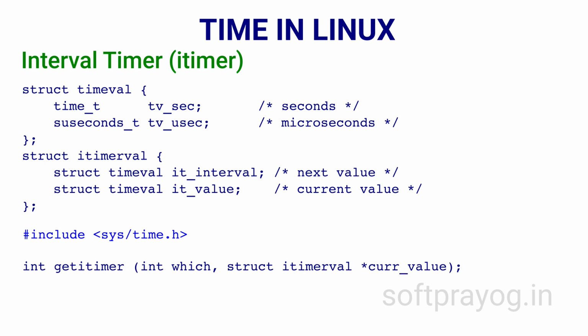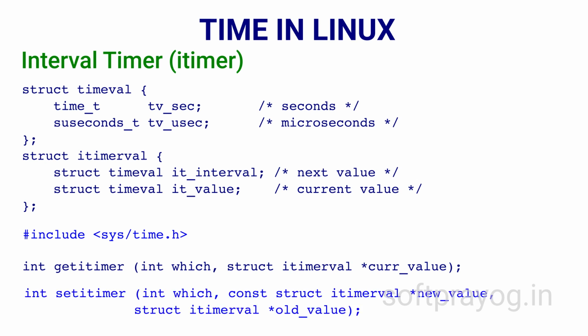There are two system calls for the interval timer. The first is getitimer, whose first parameter identifies the interval timer, which can be ITIMER_REAL or ITIMER_VIRTUAL or ITIMER_PROF. The getitimer call gets the value of the timer in the itimerval structure pointed to by curr_value. Similarly, setitimer sets the concerned timer with the itimerval structure pointed to by new_value. If the timer was already on, current values are copied in the structure pointed to by old_value, and then the timer is set from the structure pointed to by new_value.